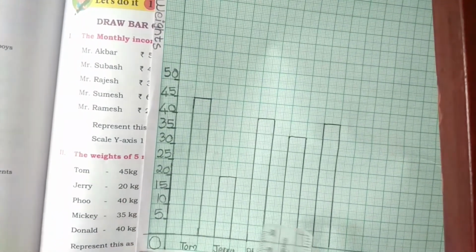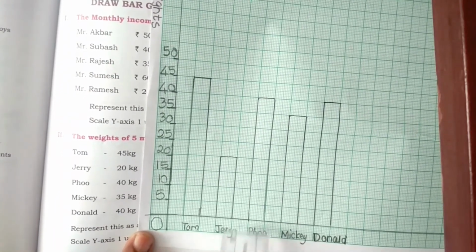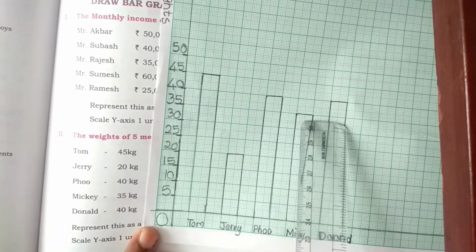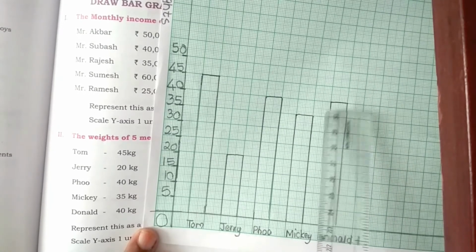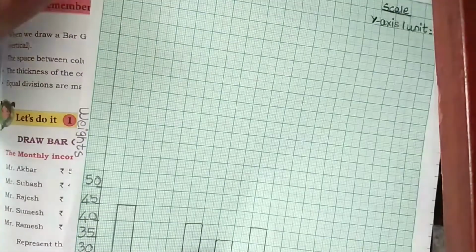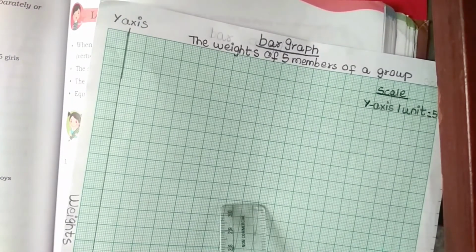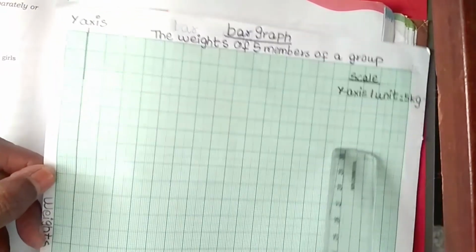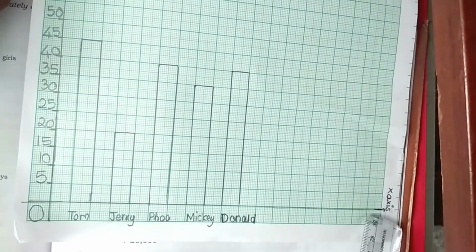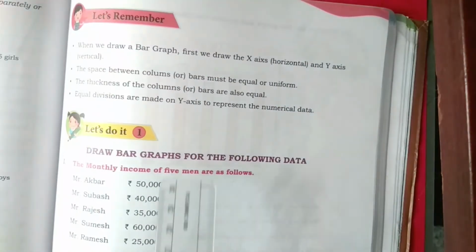Likewise, for the rest of the cartoon names, you draw the bars. So Jerry is 20 kgs and Pooh is 40 kgs, Mickey is 35 kgs and Donald is 40 kgs. So this is the way we have to draw the bar graph. See. Is it clear? This is the x-axis. Now you do it on your own for question number 1.